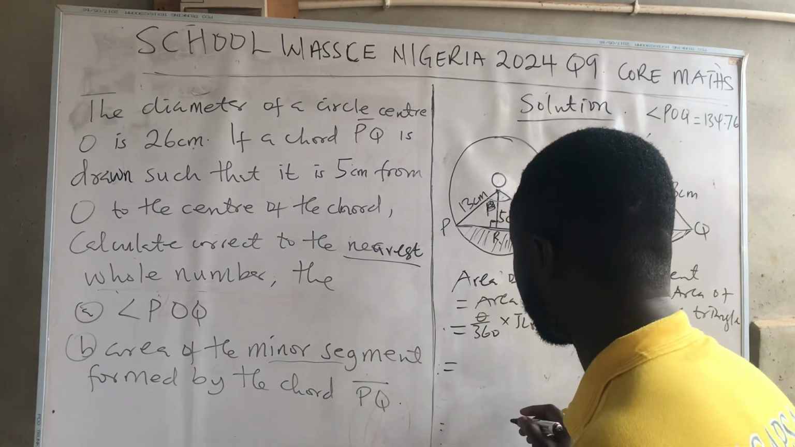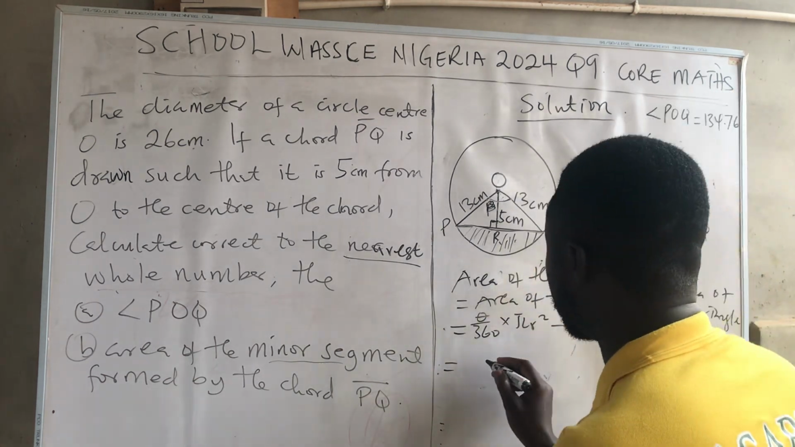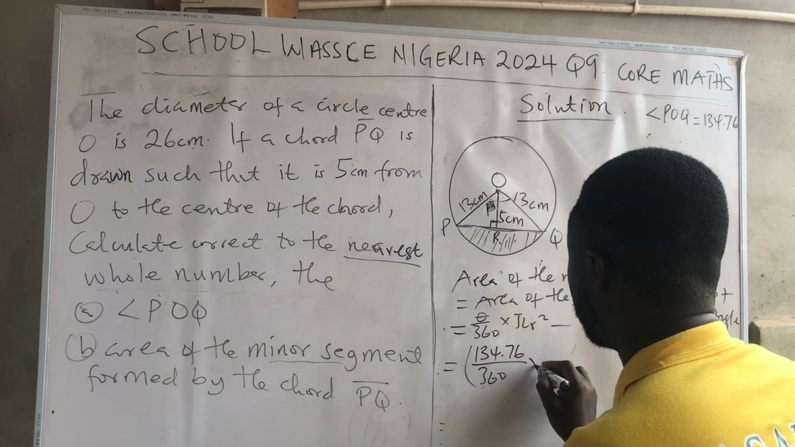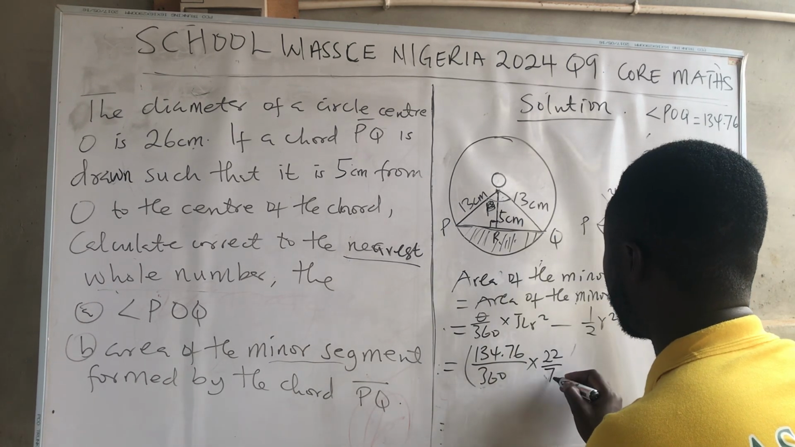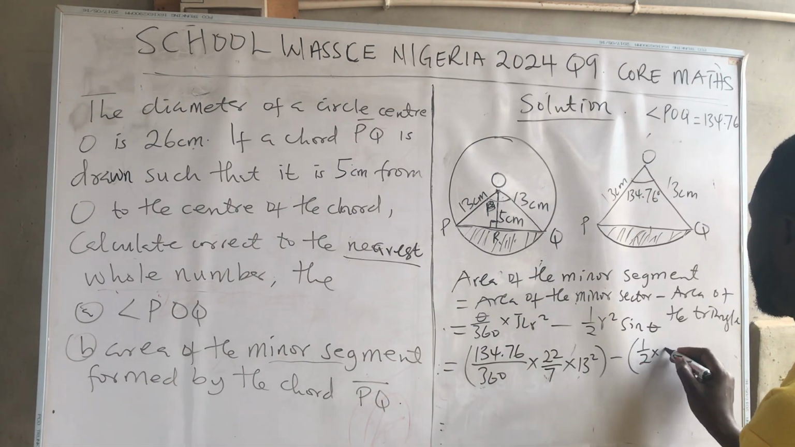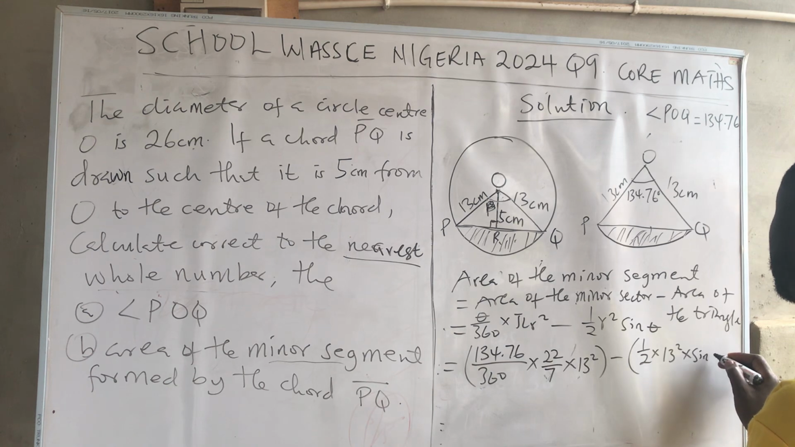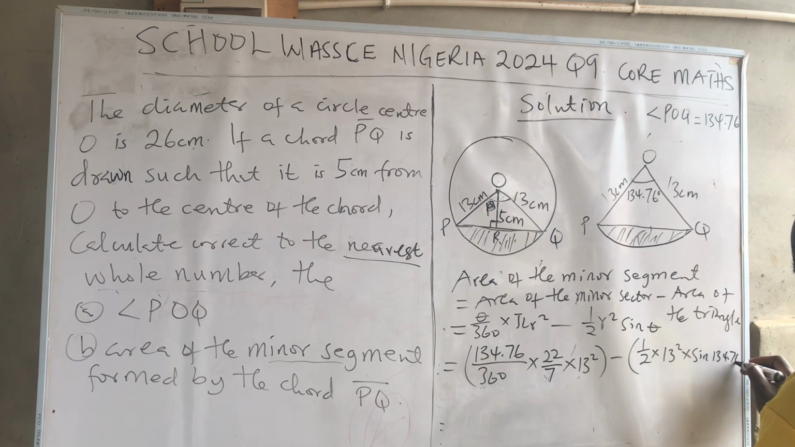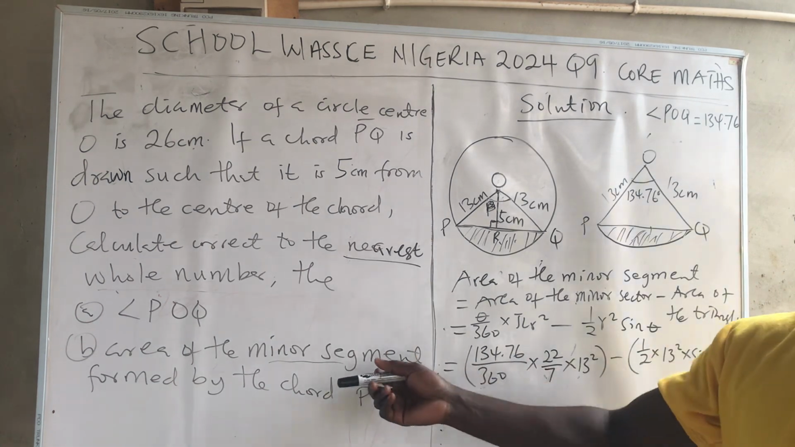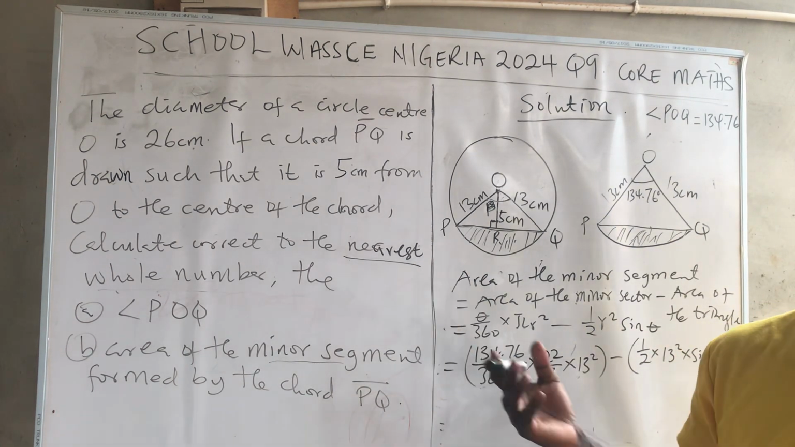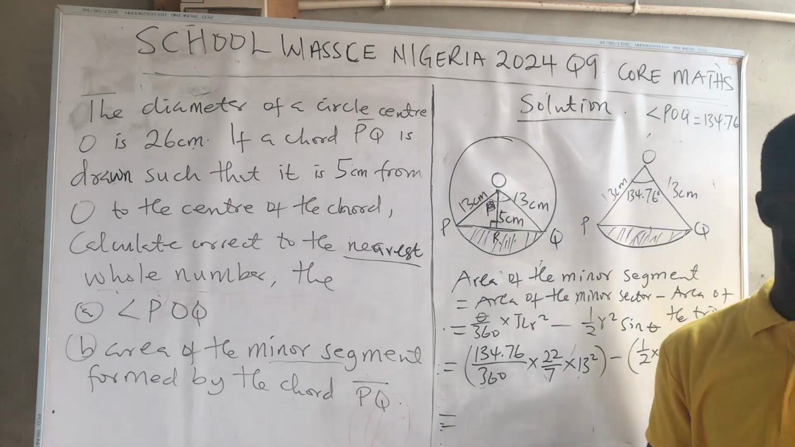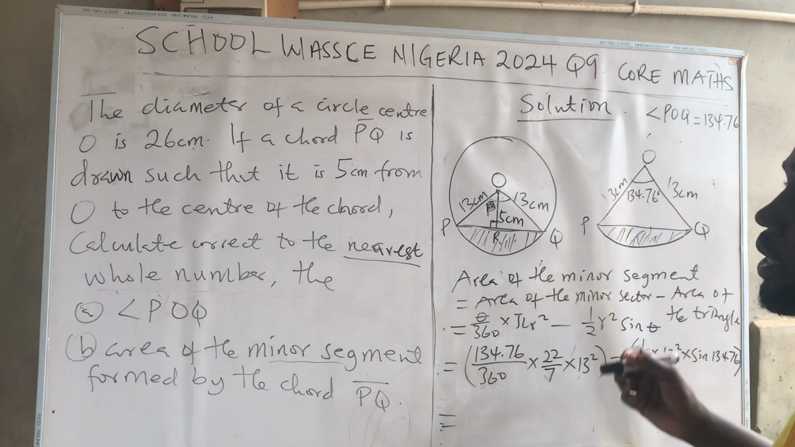Now let's calculate, where the angle at the center is 134.76. So we have 134.76 divided by 360 times 22/7 times 13 squared, minus half times 13 squared times sine 134.76. If pi is not given in the question, you can use 22 over 7. Let's calculate the area of the sector, and then subtract the area of the triangle.